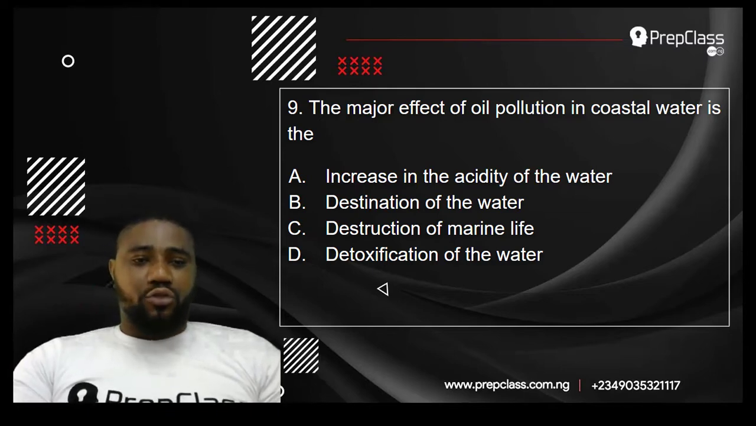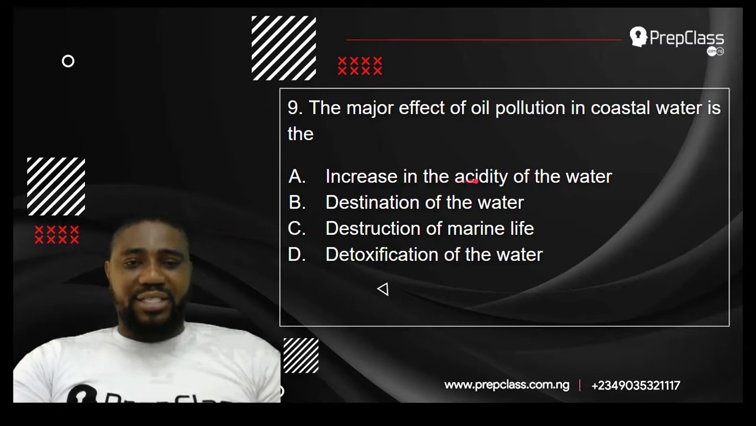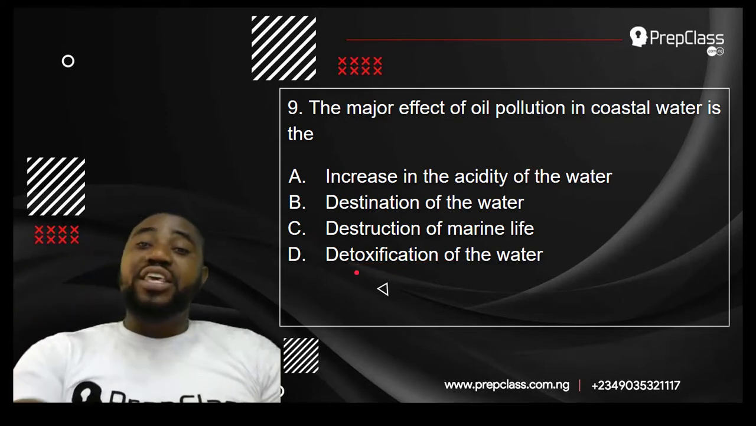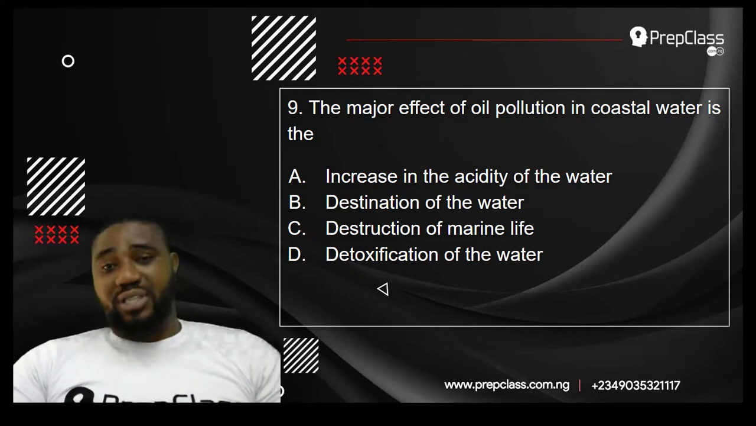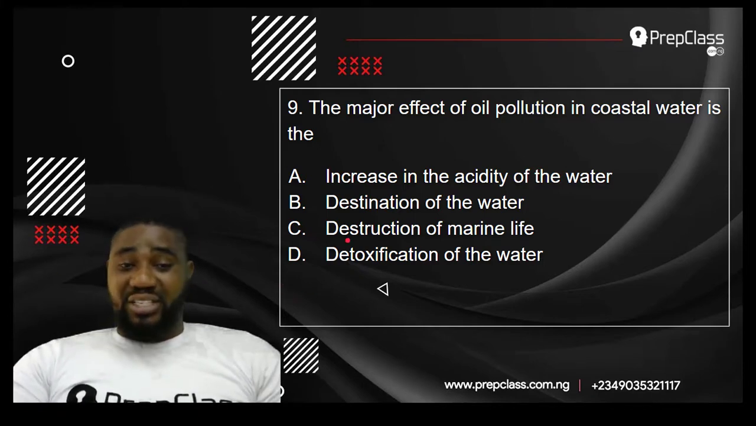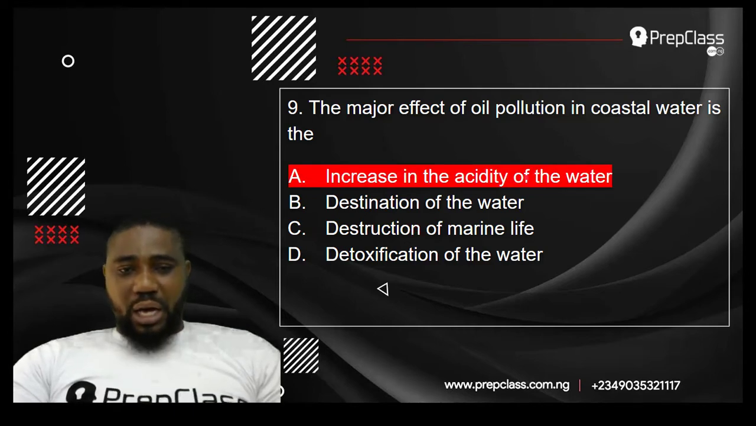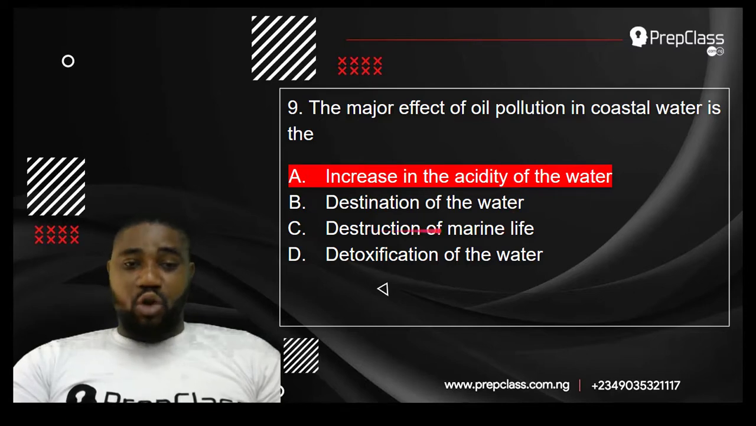Are you following? So if you look at the answers, which one is best? Increase in acidity? No. The distillation of the water. What's the meaning of distillation of water? Forget that. Destruction of marine life. Detoxification of water. Detoxification simply means removal of toxin, but the oil here actually contributes to toxin. So the best choice here is destruction of marine life. That is wrong. The best choice is crude oil spillage causes destruction of marine life.